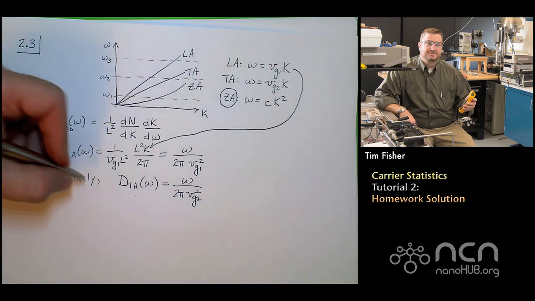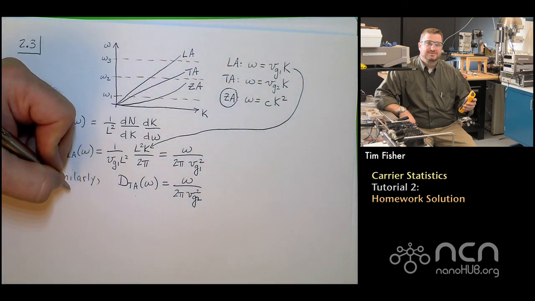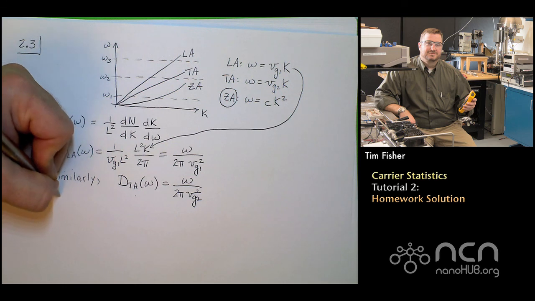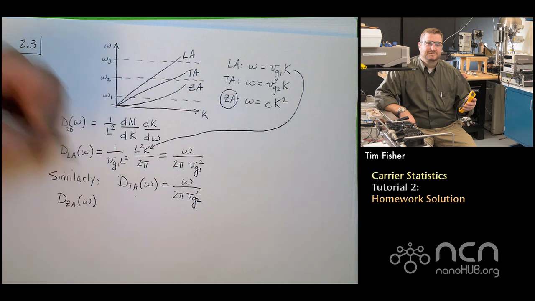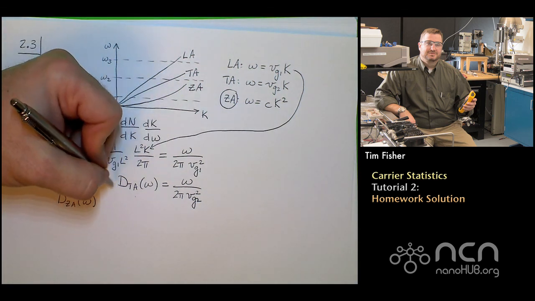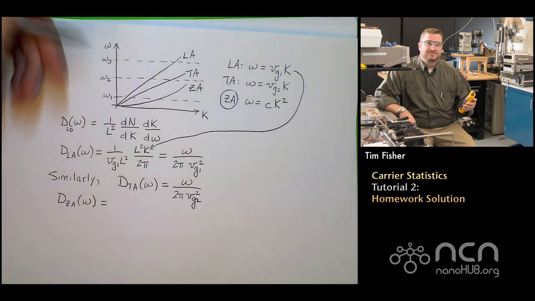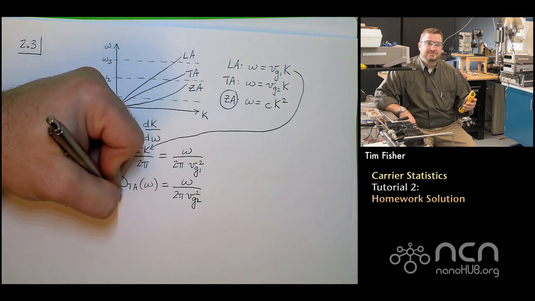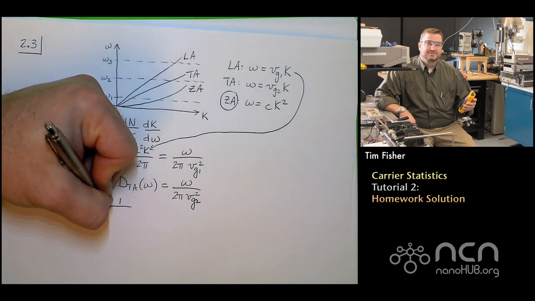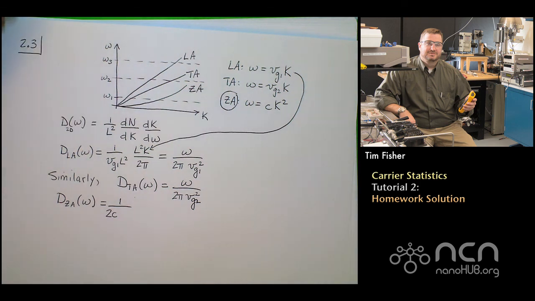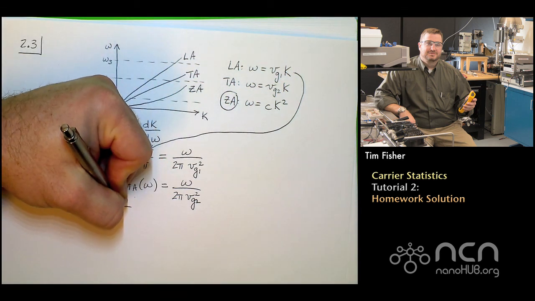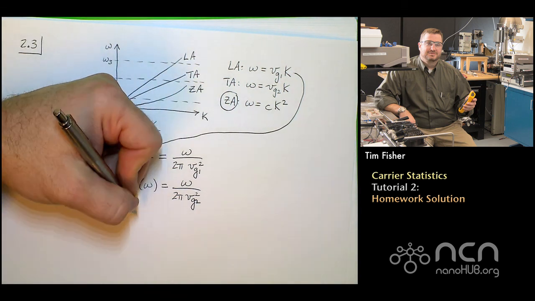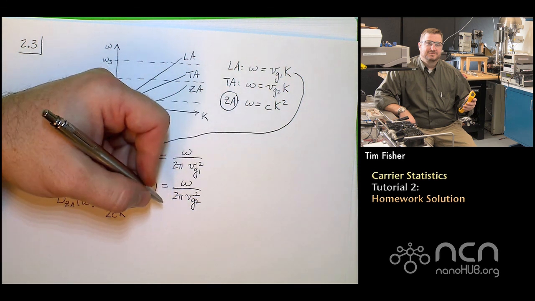And then lastly, the ZA mode takes a little bit more attention. If we substitute, again, that general expression, but now a different type of dispersion relation, we find that the density of states for the ZA mode will look like this. There's a constant C that serves the function of the group velocity, although it is not the group velocity itself. It's a constant that has to do with the curvature of the dispersion relation.